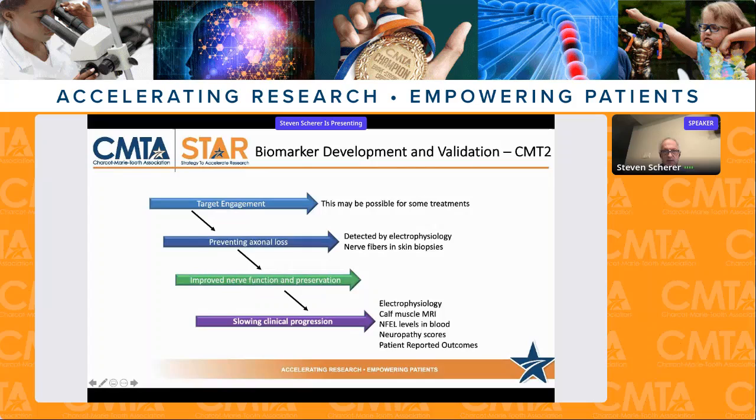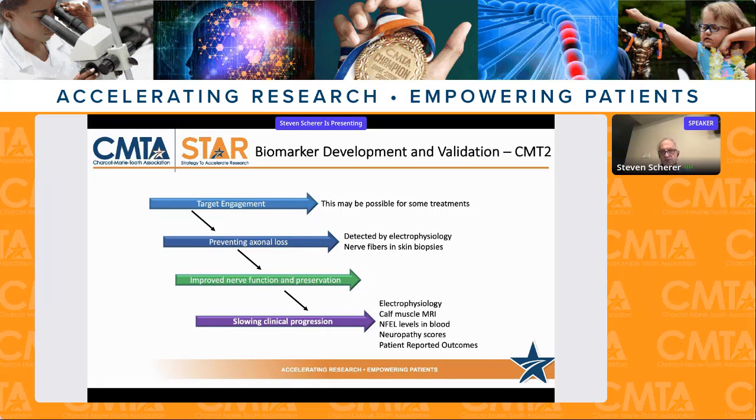Secondly, you can do electrophysiology of people and skin biopsies of people with different kinds of CMT. And if that was going to show you that you had prevented axonal loss, you could detect that directly by doing nerve conduction studies in people or doing skin biopsies of people, say, before and after treatment.